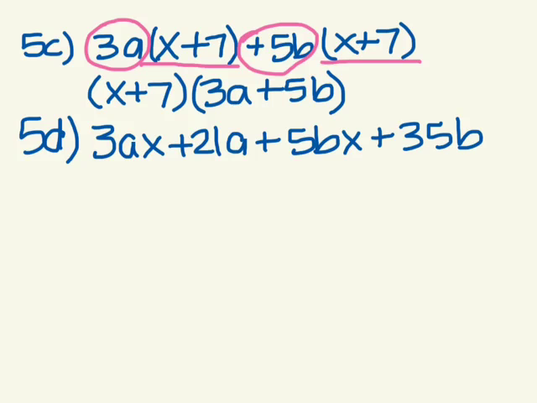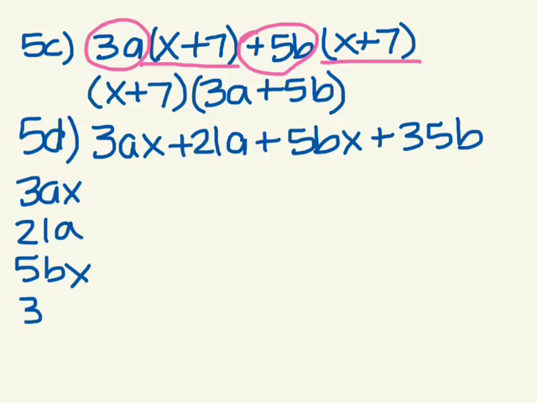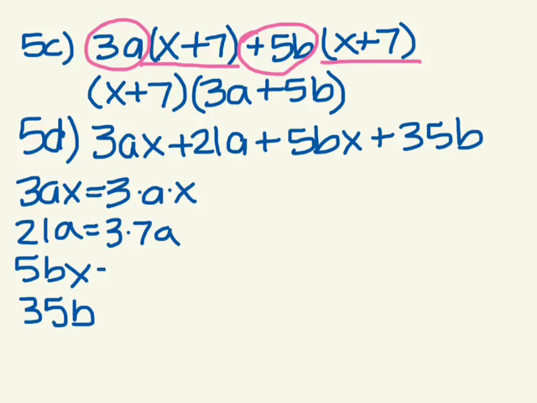Okay, and if you look at all your terms, you have 3ax, 21a, 5bx, and 35b. If I were to do the prime factorization, this is just 3 times a times x. This is 3 times 7 times a. This is 5 times b times x. And this one is 5 times 7 times b. If you look at all of those, there's nothing that they all share in common.